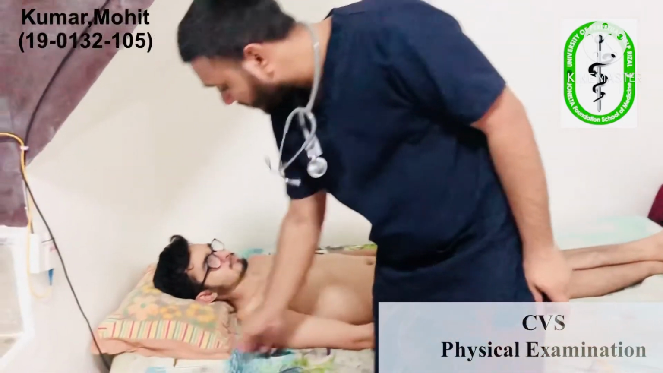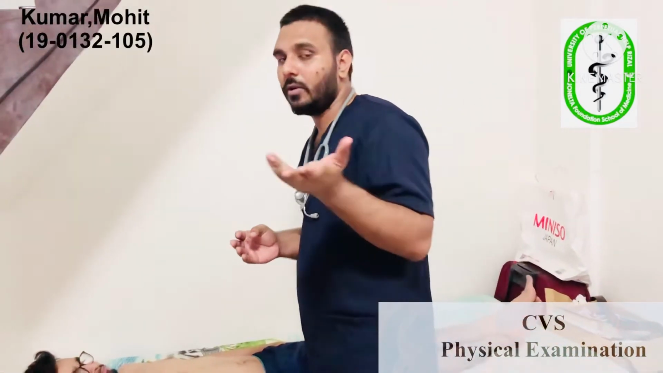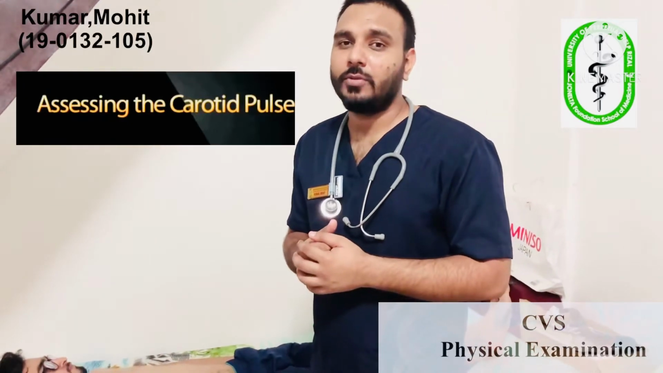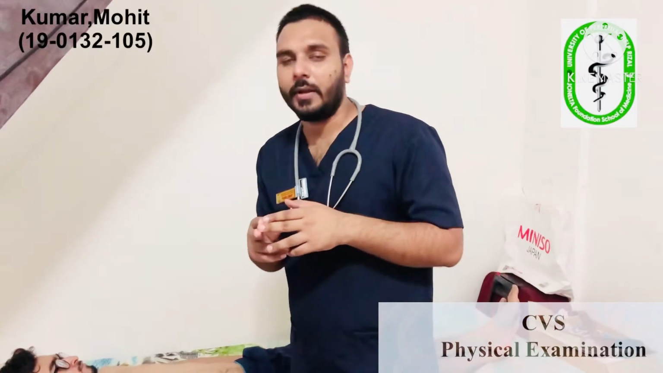Now next, we are going to palpate the carotid pulse for the carotid upstroke. We have to know where the carotid pulse is; we have already explained it. For carotid palpation, we have to make sure that we do not press both carotid arteries at the same time, because it might cause a deficiency of blood to the brain. So we should examine them one by one.